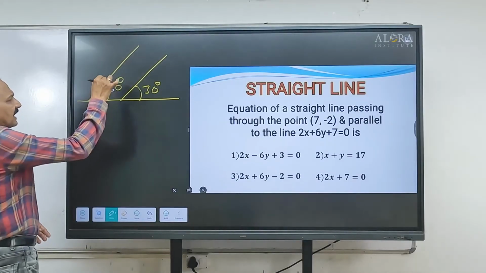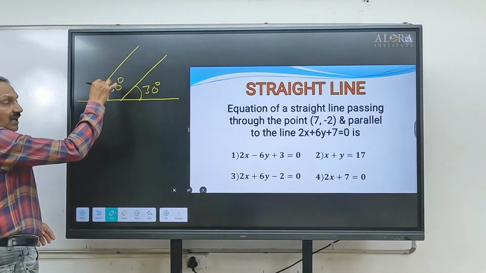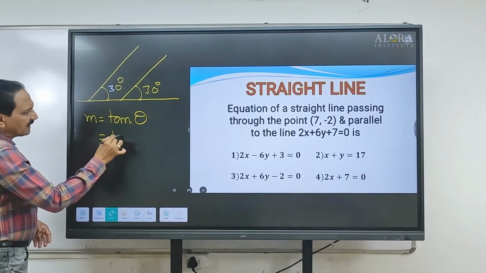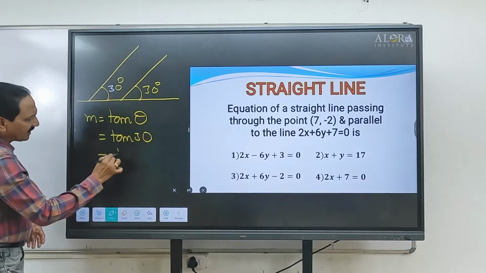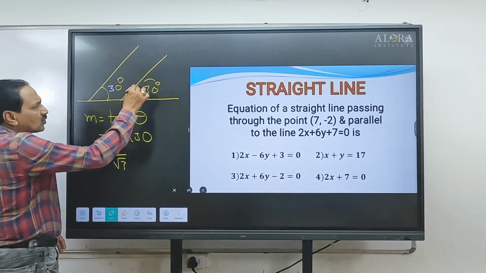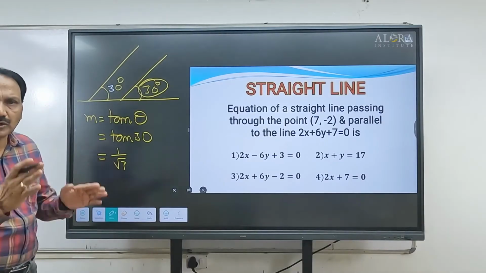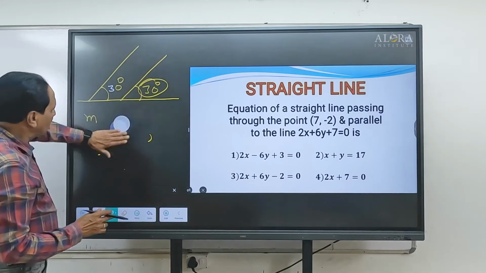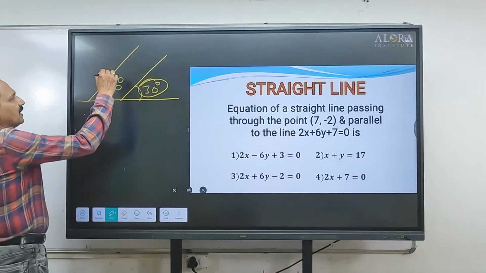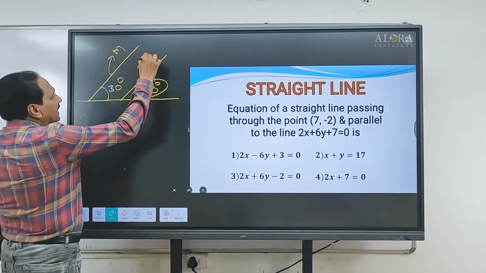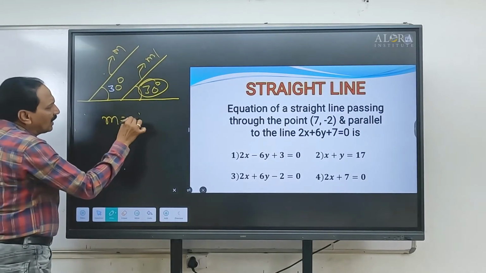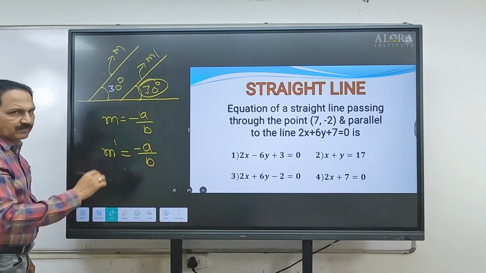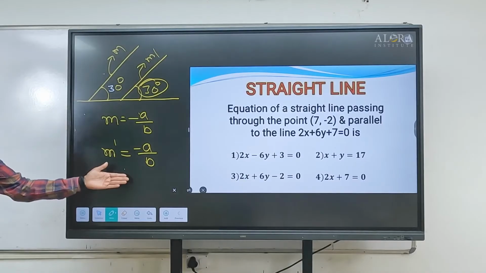Then what is the slope of the first line? m equal to tan theta, the formula to be used when the angle of inclination is given. That's equal to tan 30 degrees, and tan 30 equals 1 upon root 3. And what is the slope of the second line? That is also 1 upon root 3. Both are the same. Now, the theoretical background for this. If both the slopes are the same, this is your m and this is your m dash. What is m equal to? Minus a upon b. What is m dash equal to? Minus a upon b. This is another formula we can use for finding the slope.